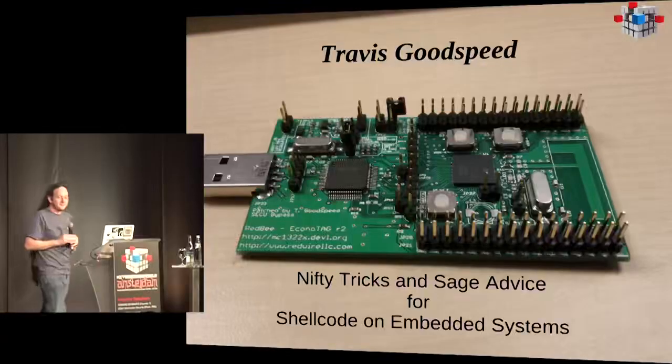So today I'm going to be talking about how to write shellcode for very small embedded systems. And we're going to be dealing mostly with 8 and 16-bit embedded systems, which means that none of these has enough memory to run calc.exe, which means that none of your existing exploits are going to work.